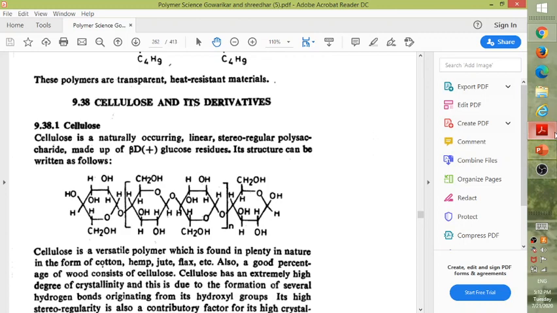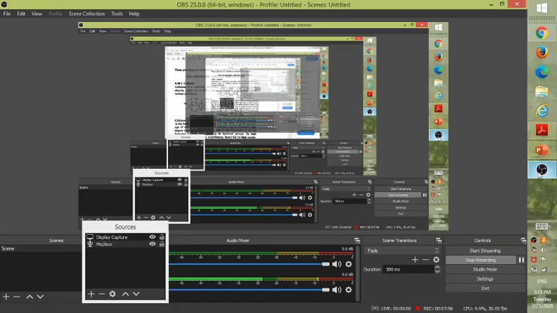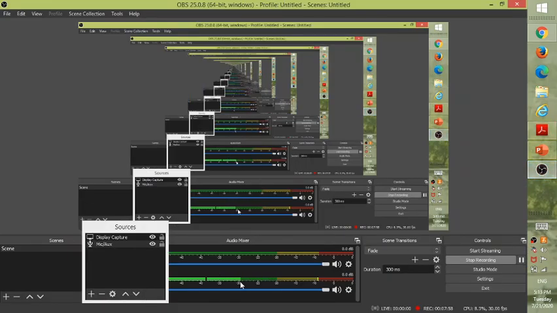So whenever someone asks you what is cellulose, all you can say is cellulose is a naturally occurring linear stereoregular polysaccharide made up of beta D glucose residues. Its structure can be written as follows. I know the structure is complicated when you see it for the first time, but if you draw it and practice it and try to remember it, then definitely you can get accustomed to it.